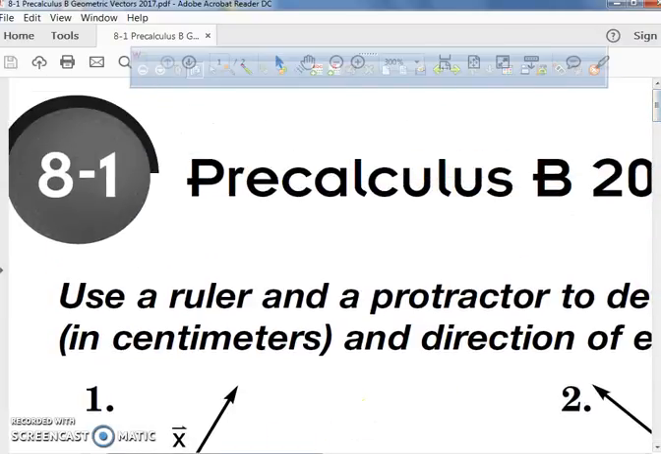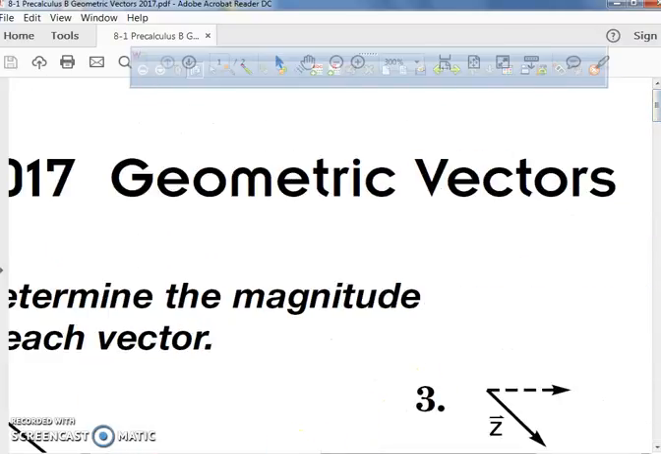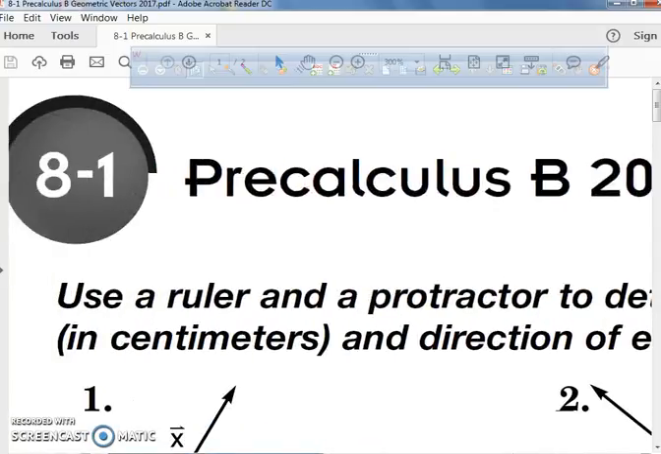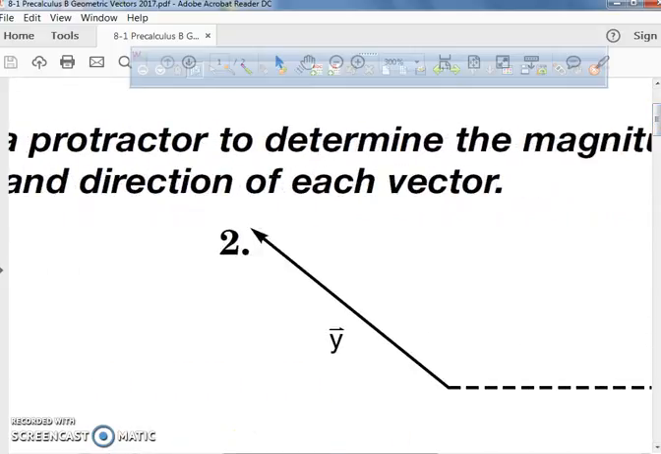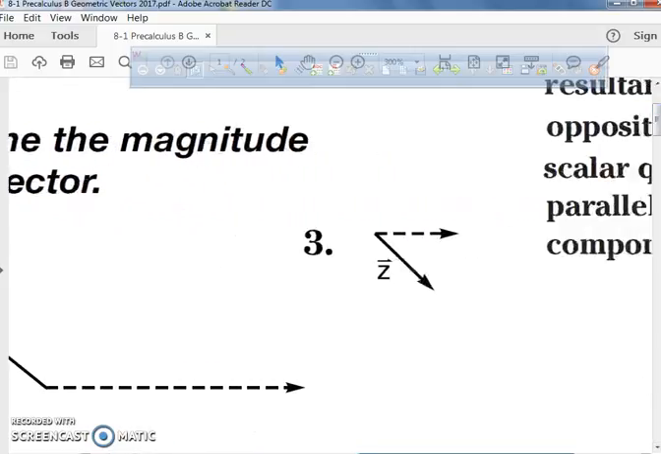Today we're going to be starting chapter 8. We're going to be dealing with what's called geometric vectors. We're going to be creating some vectors on our paper. Numbers 1, 2, and 3 are three vectors that have already been drawn for us.